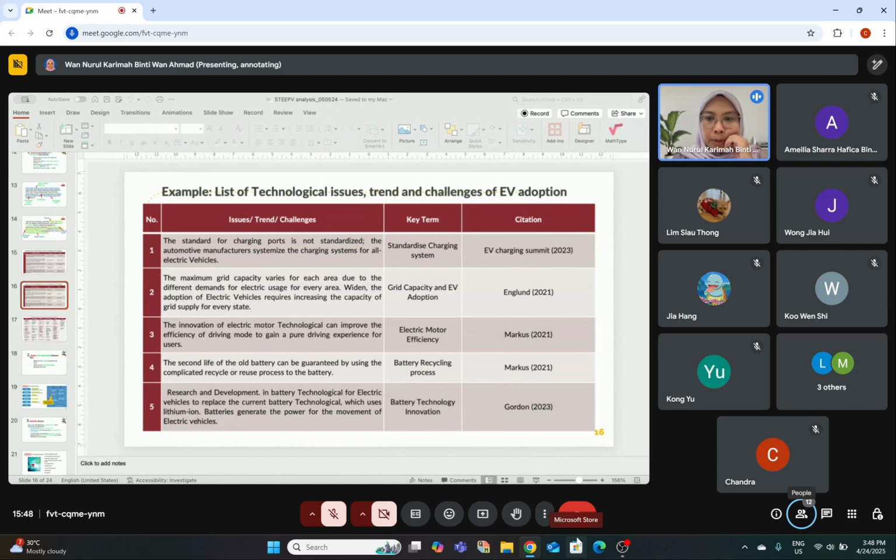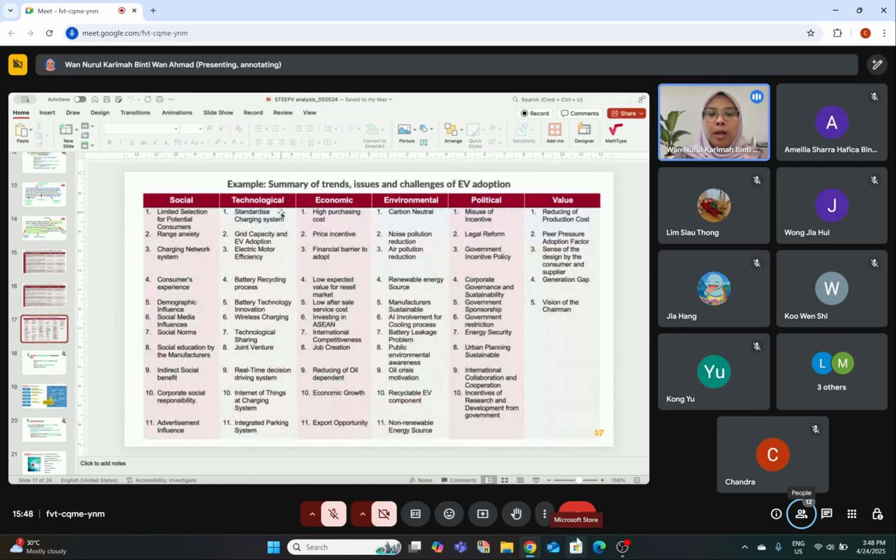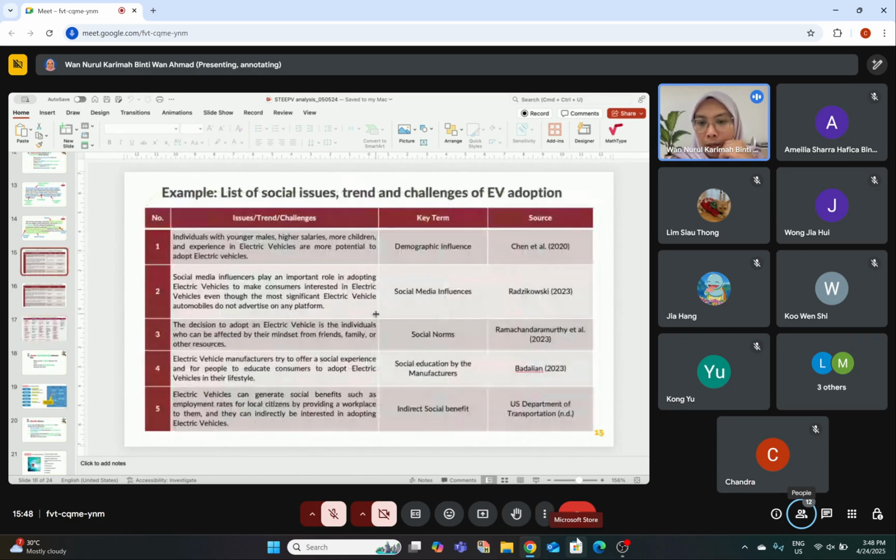So the most important is to have this list table that lists all the issues, trends, and challenges for each of the STEEPV categories. And then you have to have the second table, which is the summary of trends, issues, and challenges, the key terms. So you summarize this. And kalau sama, mungkin you will find the key terms here that are interrelated. Okay, tak ada kat sini. Nak tunjuk.